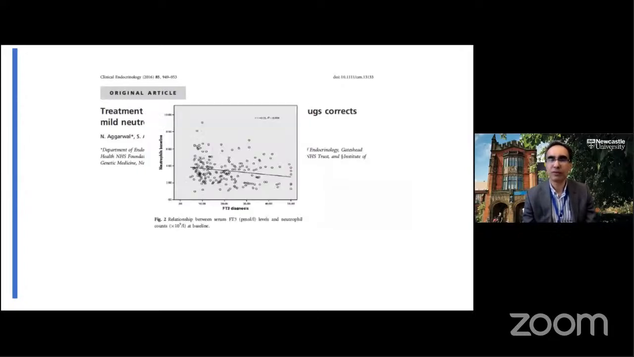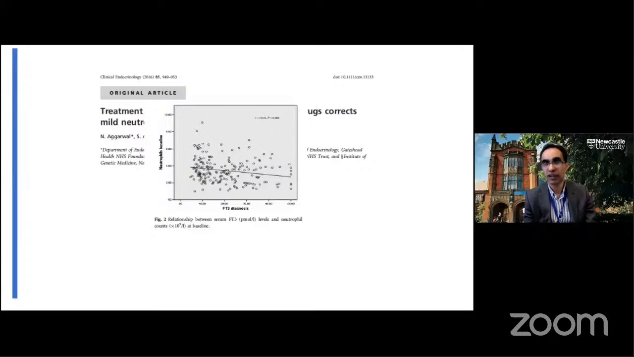So we looked at this before. High levels of free T3 at diagnosis were related to lower levels of neutrophils. The mechanism isn't clear. It could be related to the toxic effects of thyroid hormones on the bone marrow, because you see this picture with other cells, including red cells and platelets as well, to an extent. But what's important is that once the hyperthyroidism is treated, neutrophil levels do increase.